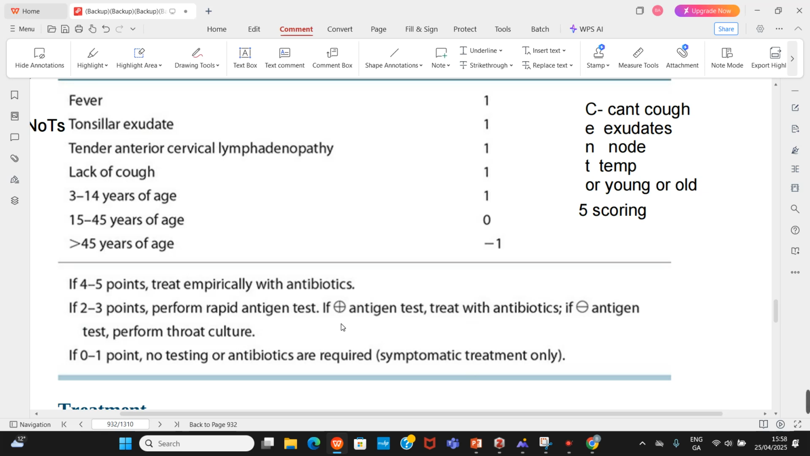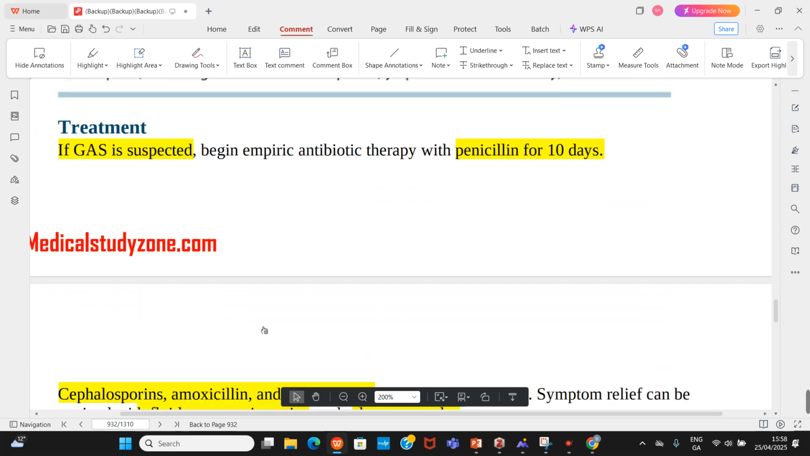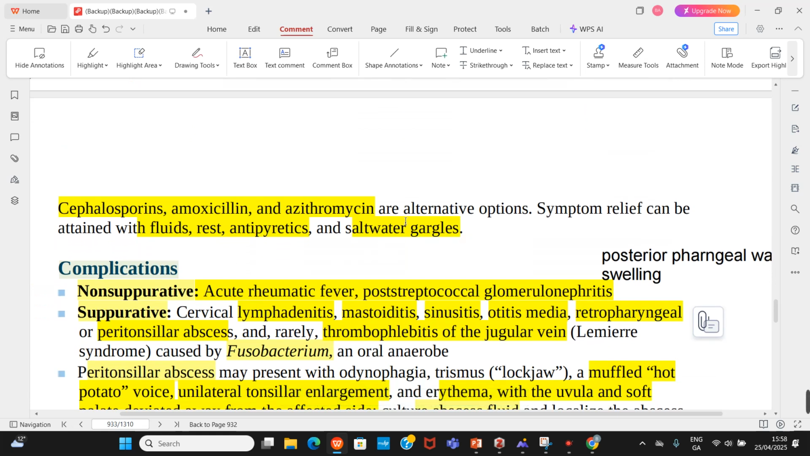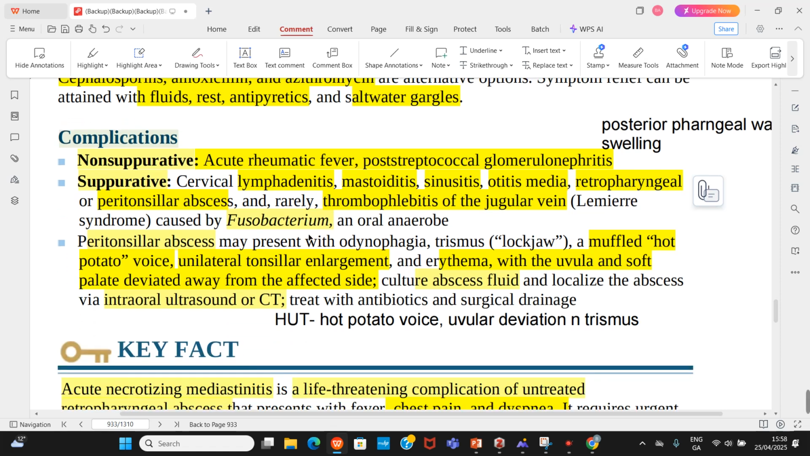But if the antigen test is negative and you're thinking the person has GAS, let me confirm, you now do a throat culture. Whatever your throat culture says, that's what you follow. If it's positive, treat. If it's negative, do nothing. But if somebody has a score of 0 to 1, do not do anything. Just give symptomatic treatment. We have talked about penicillin. Someone that is resistant or cannot use penicillin, give them azithromycin or amoxicillin. Encourage liberal fluid intake, rest, antipyretics for the fever, and saltwater gargle to reduce inflammation.